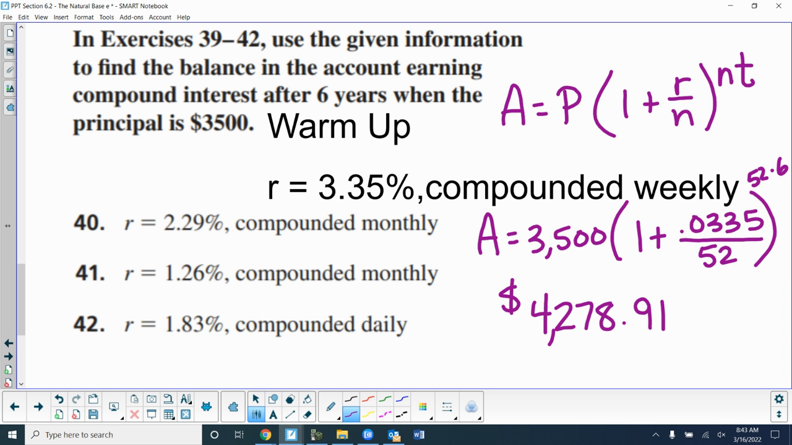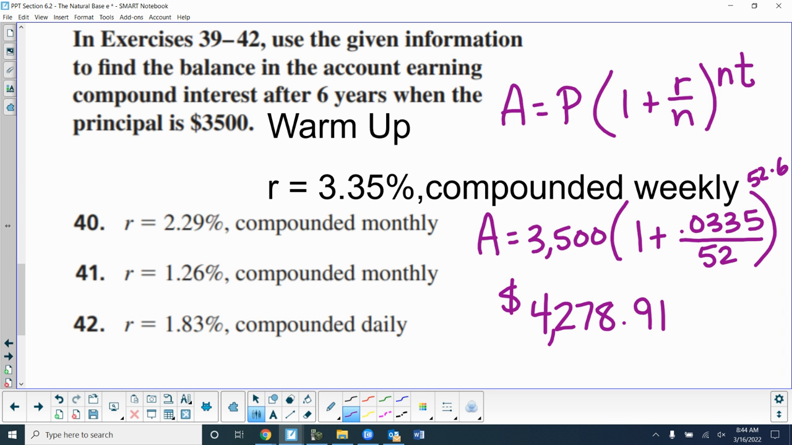Okay? So that's how we would do 40 through 42. We would use that formula. When it's compounded monthly, what's N? 12. Okay? When it's compounded daily, what's N? 365. Okay? So, does that help on those type of problems?